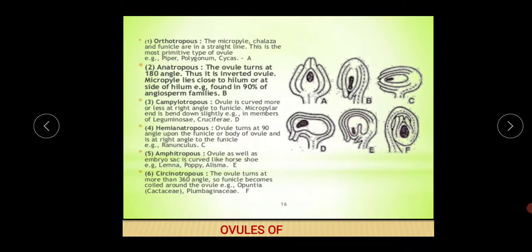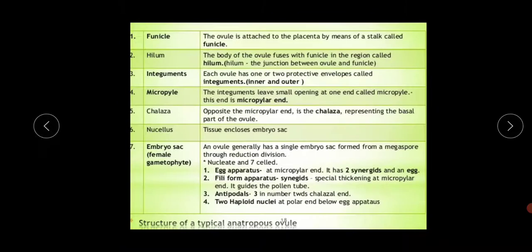Okay. And the last one is the sarcinotropous ovule. So this ovule turns at more than a 360-degree angle, so the funicle becomes coiled around the ovule. Okay, so this is the sarcinotropous ovule. During your exam, you have to remember each and every ovule structure with the diagram. This is a very important thing, the ovule structure.